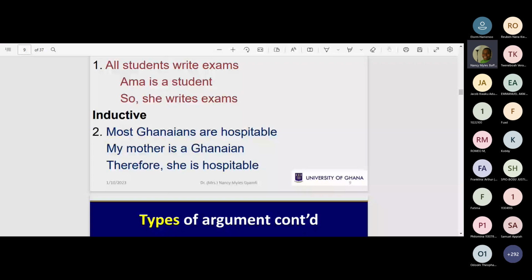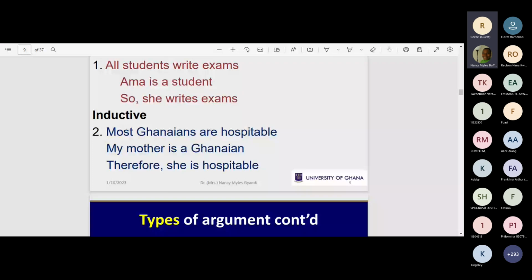Now, the second example is on your screen. Most Ghanaians are hospitable. My mother is. She's hospitable. My question to the class, and I won't disable microphones because I want to hear you on this and make sure we are covered: tell me, am I necessarily obliged to say that? Because look at the first premise, most Ghanaians are hospitable. The second premise says, my mother is a Ghanaian. So I have concluded that therefore she is hospitable.